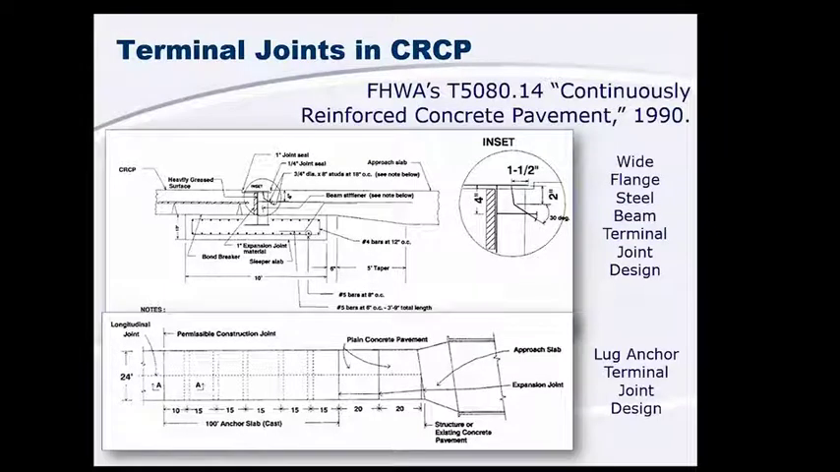So this is when we're transitioning from continuously reinforced concrete pavement to one other type of pavement, or if we're getting to a bridge. The most common form of joint on this is the wide flange steel beam. It's kind of a lug and anchor joint design. You can see here we actually have a steel beam that's placed in concrete that's encased under our CRC pavement. And so that steel kind of serves as the bridge from our CRC section to whatever is on the other side.